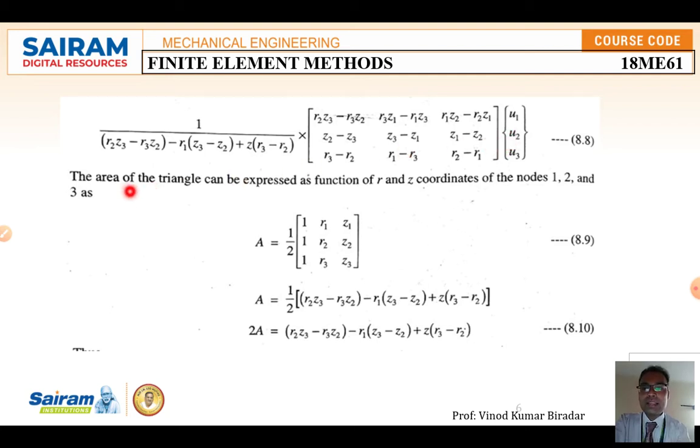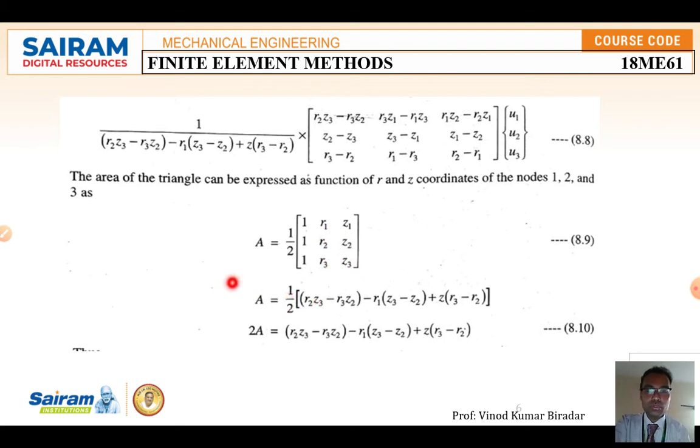The area of the triangle can be expressed as a function of r and z. So instead of x and y we are going to denote, I already told you, at node number 1 2 3, so this is the area of a triangular axisymmetric element. This is the first formula you have to remember. Area is equal to 1 by 2 times [1 1 1; r1 r2 r3; z1 z2 z3]. Again you have to multiply and simplify this. First you neglect r2 z3 and r3 z2. Like that you have to calculate this.